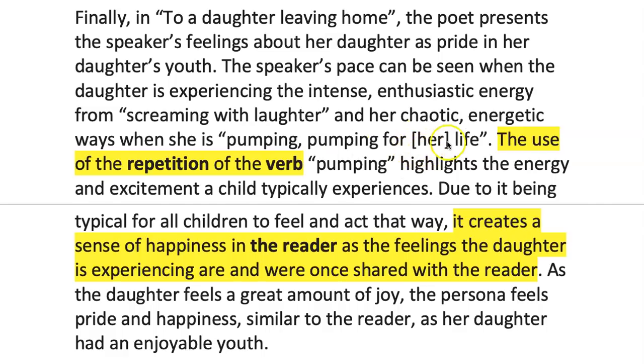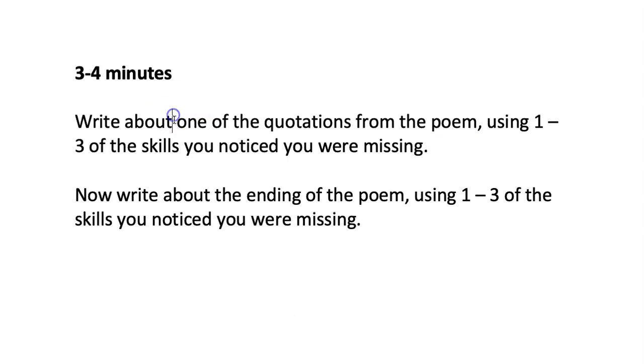This is when you insert a word that is not in the quotation, but you have to make the quotation fit your sentence. So I think in the poem that word is your, but that wouldn't work. She is pumping not for your life, she's pumping for her life. So the square brackets show you have inserted a word that is not in the real quotation in order to make it make sense. Okay, let's find out what you have learnt from this.